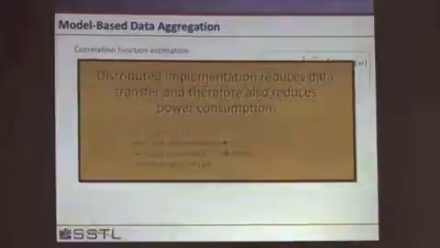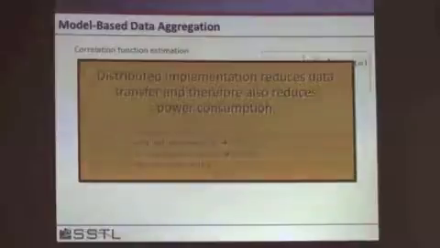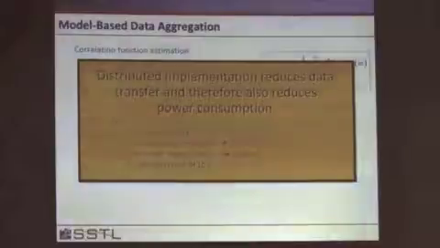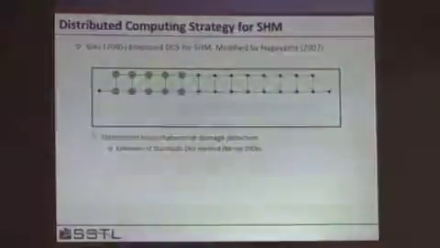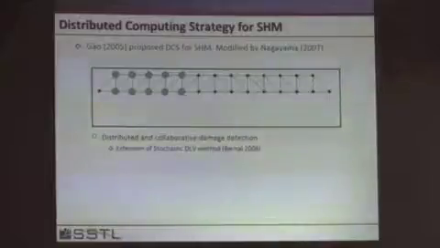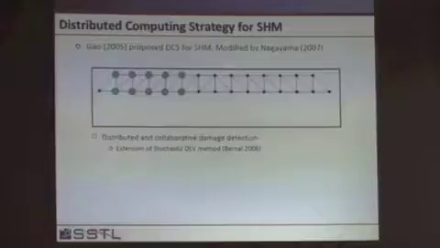So this is an example of where we use this hierarchical structure. We use the idea that there are independent processors on each of the nodes to be able to do data reduction, feature extraction, and then eventually to move that up and use it in monitoring algorithms. Now, this is a distributed computing strategy. It uses this model-based data aggregation to do damage detection.